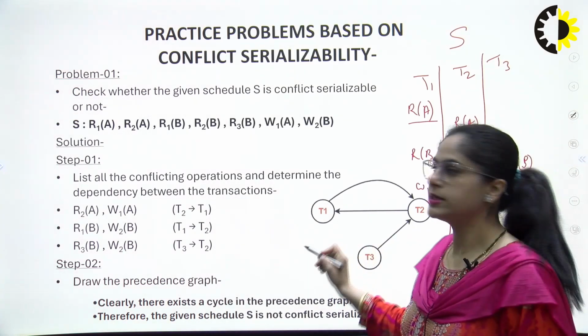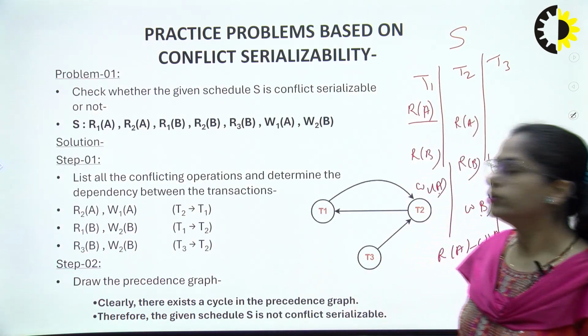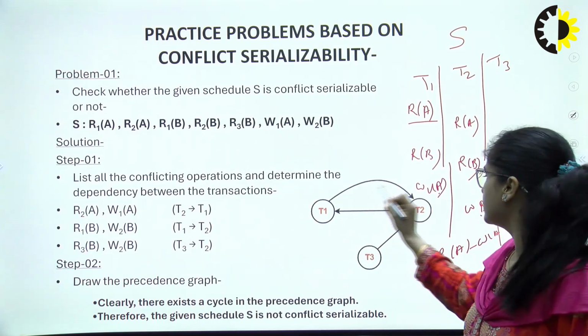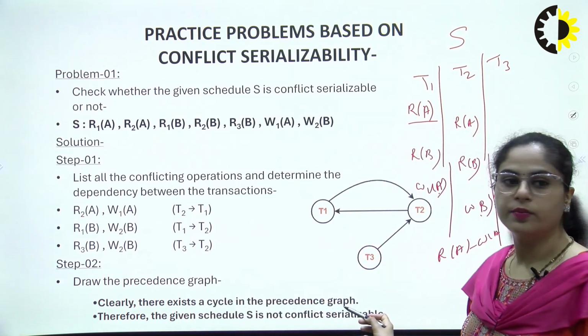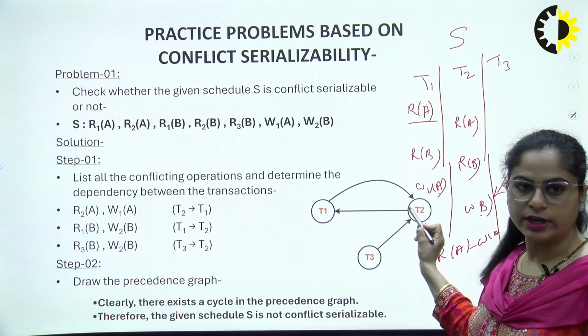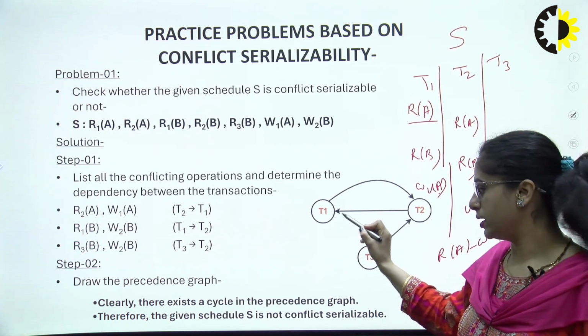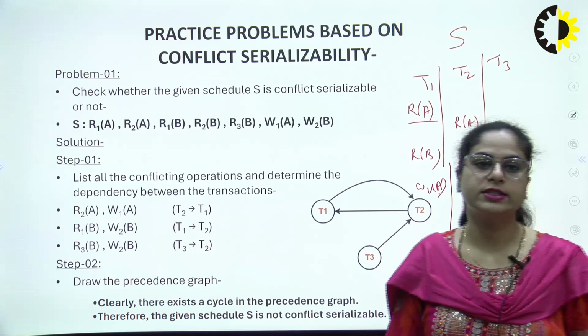Now check the precedence graph. Okay, this is our precedence graph. Is there a cycle? Clearly there exists a cycle in the precedence graph. From T1 to T2 one edge is there, and from T2 to T1 another edge is there. So the given schedule S is a non-conflict serializable schedule.